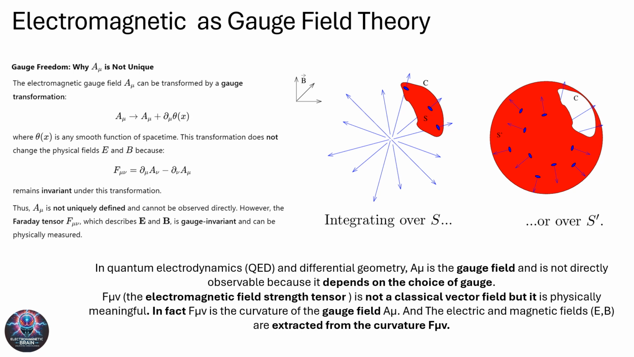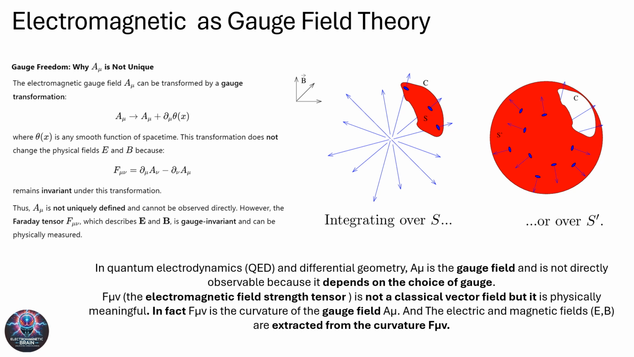Unlike traditional descriptions of electromagnetic fields, where the vector potential A_mu is treated as a physical entity, gauge theory reveals that this potential is not unique and can be transformed without altering the measurable electromagnetic fields. This property, known as gauge freedom, allows us to shift A_mu by the gradient of a smooth function without changing the electric and magnetic fields. This means that while A_mu itself is not directly observable, the Faraday tensor F_mu_nu, which encodes both E and B, remains gauge invariant. This reinforces the idea that only the field strengths, rather than the potentials themselves, carry physical significance.